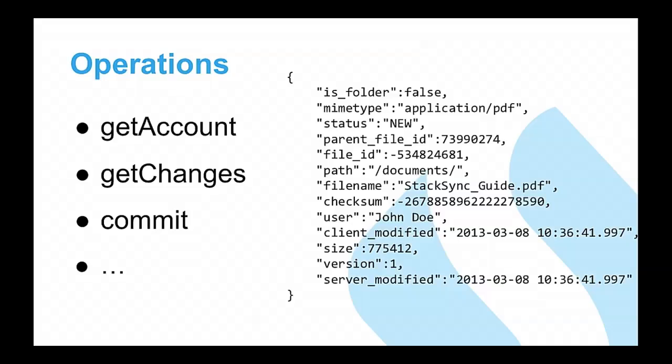And the third one, and the most common operation in our system, is the commit. This commit is called every time a client creates, modifies, or deletes a file. It sends the commit to the server. The server processes the commit, checks that everything is correct, and then makes it persistent in the database. On the right, we have an example of the JSON representation of the metadata. We can see the typical parameters of the file.